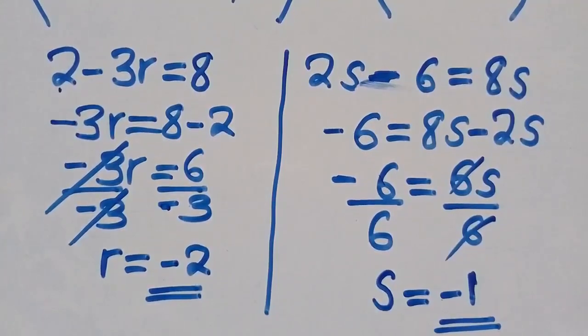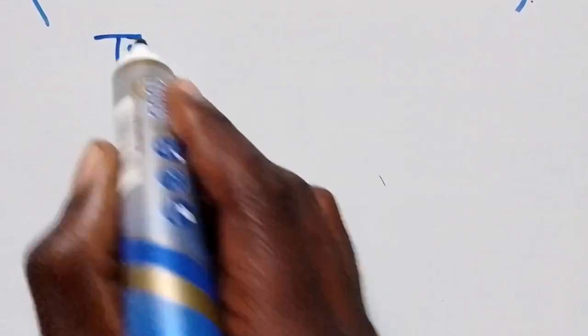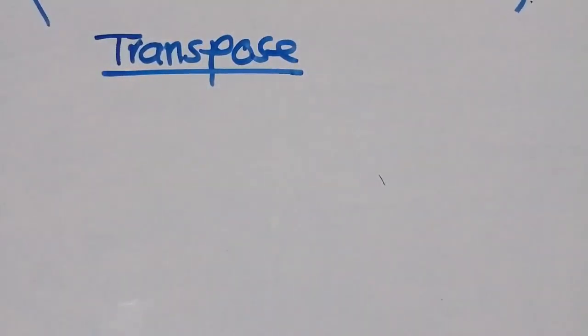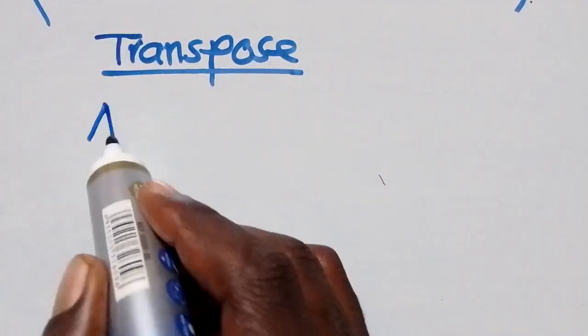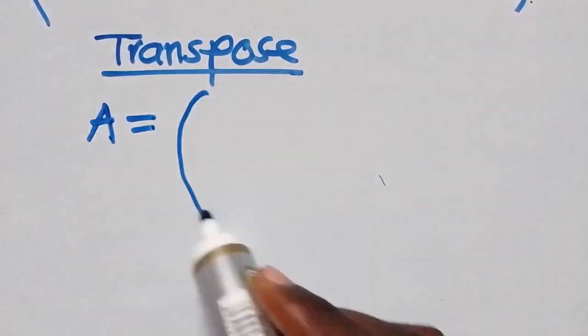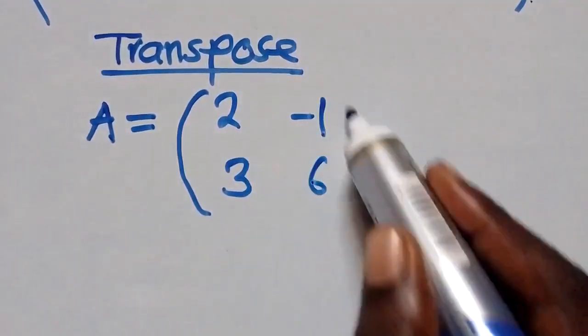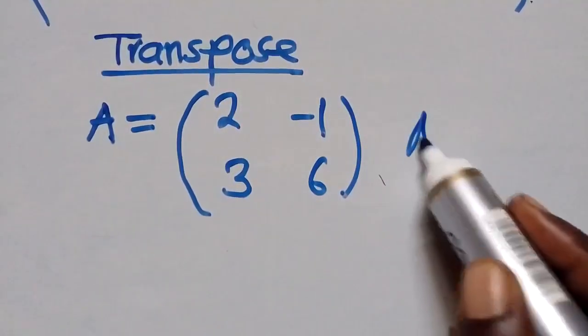A transpose is very simple. It usually comes in your exam. A transpose is where you are changing rows to columns or columns to rows. So if you are given a matrix, let's say matrix A is equal to 2, 3, negative 1, 6, and you are told to find A transpose.